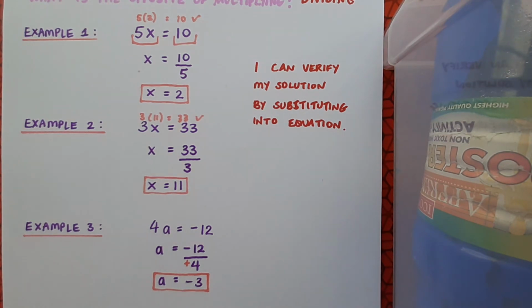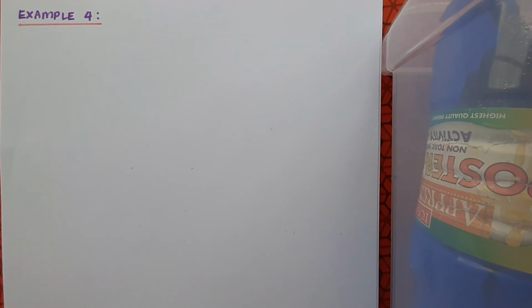Again, I can substitute my solution back in for a to verify whether it's correct. And in this case, we can see that 4 multiplied by minus 3 gives us minus 12, so we're correct. We've verified our solution.